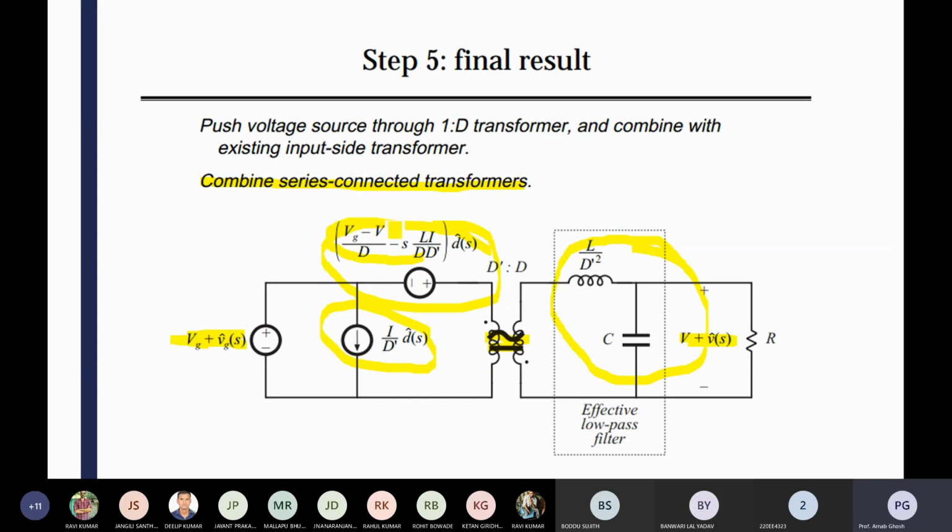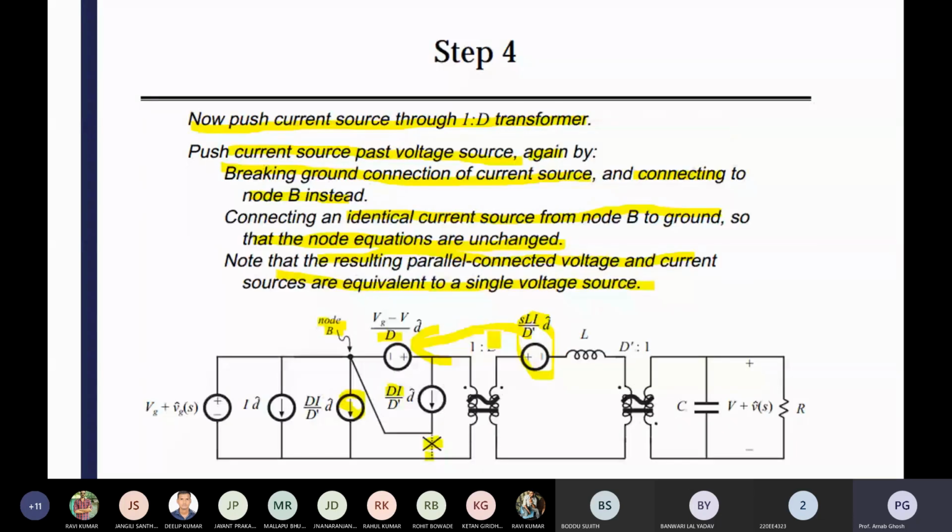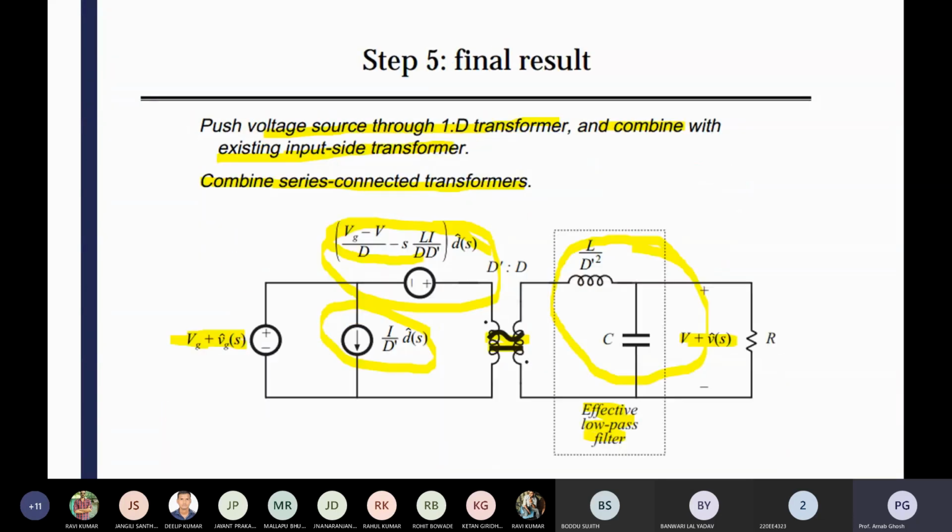Okay, all the independent sources are in your left hand side and all the other elements are in your right hand side. Okay, so here you can see it's an effective low pass filter combination. Okay, push the voltage source through the 1:D transformer and combine with your existing input side transformer. Okay, so you are getting that final one. So all the ratios are there. So it is 1:D and D':1. So finally what will be your ratio? The ratio is coming D:D', D':D. Okay.